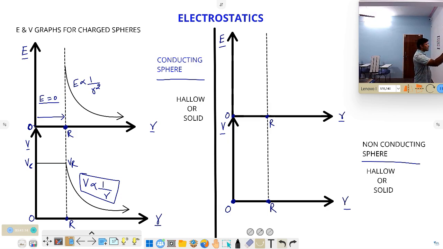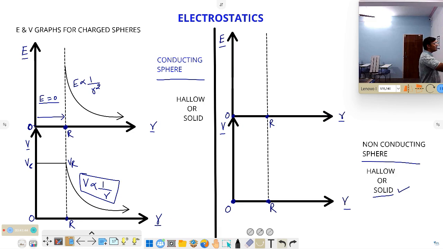In the case of a hollow or solid sphere, the graph remains the same. Now, if you come to the case of a non-conducting sphere, this is important for us. In the case of a non-conducting hollow sphere, the graph is similar to the conducting sphere. But in the case of a non-conducting solid sphere, that is the part we are going to discuss here. These are the graphs I am going to discuss for the electric field and potential with respect to distance for the non-conducting solid sphere.